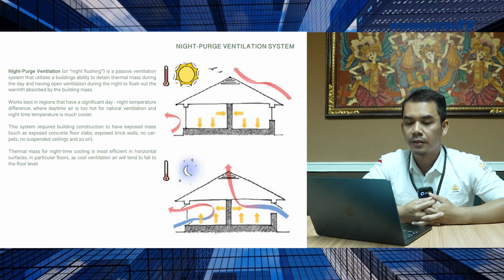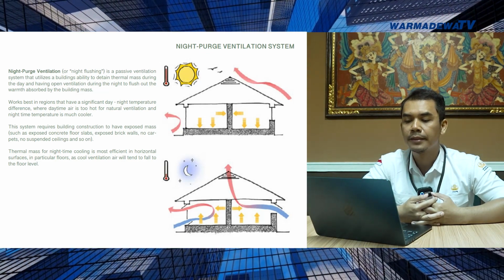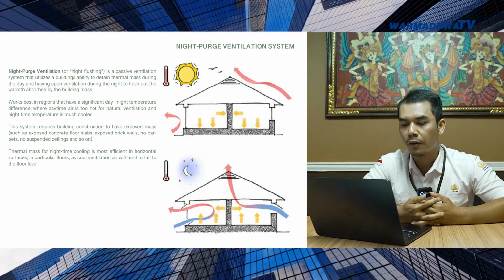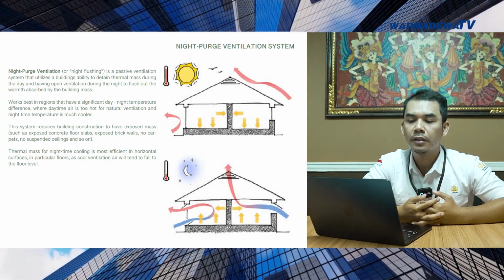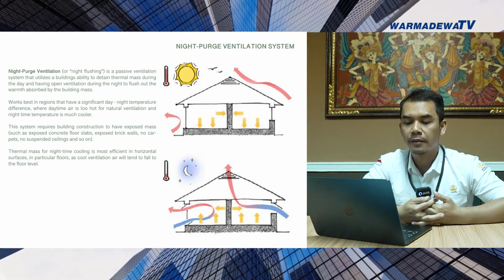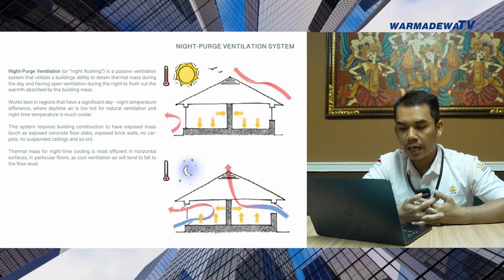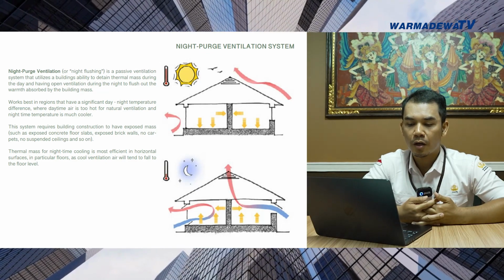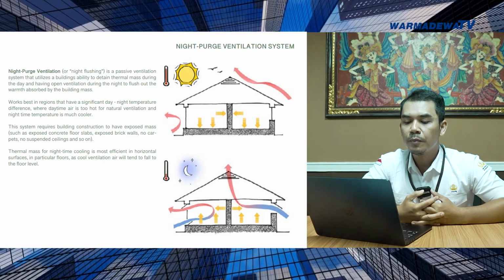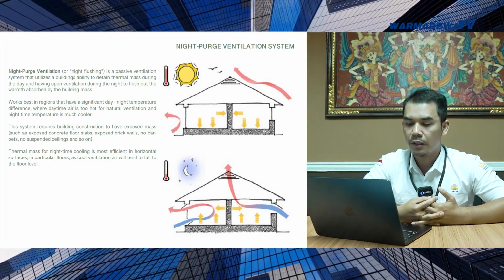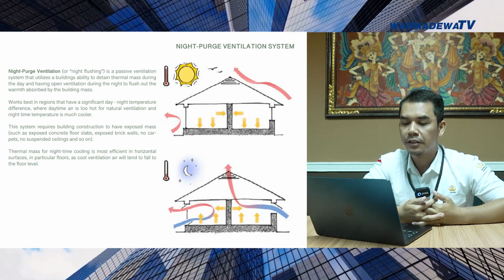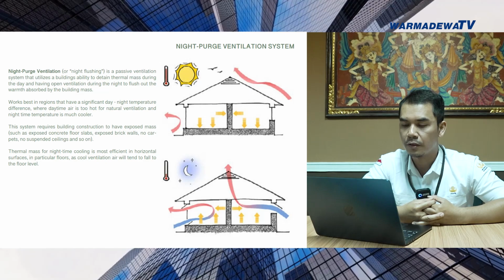This type of ventilation system works best in regions that have a significant day to night temperature difference, where daytime air is too hot for natural ventilation and nighttime temperature is much cooler. This system requires building construction to have exposed mass, such as exposed concrete floor slabs, exposed brick walls, no carpets, no suspended ceilings, and so on. Thermal mass for nighttime cooling is most efficient in horizontal surfaces, in particular for floors, as cool ventilation air will tend to fall to the floor level.